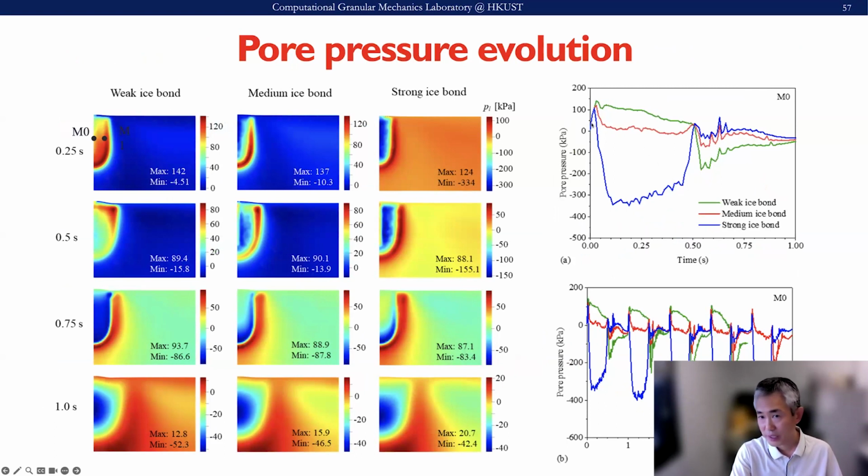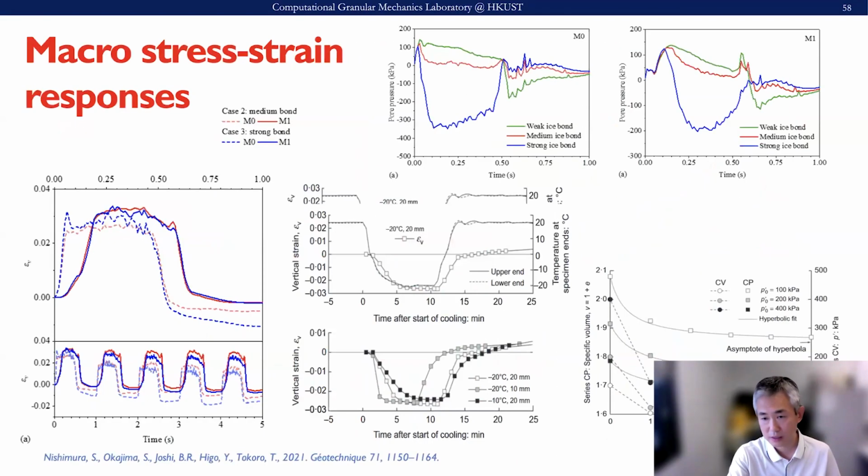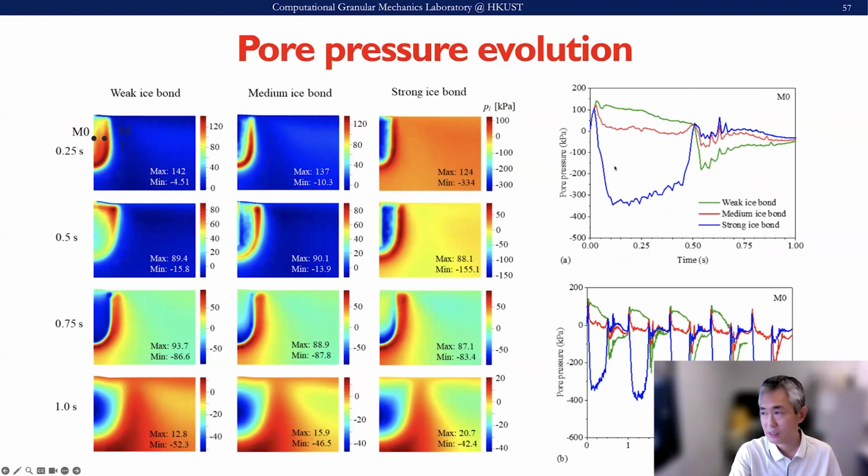In the strong case, we observe quite significant excess pore pressure, or negative pore pressure change. Why? Because you generate a strong bond, and when the cyclic load generates pore water and pore volume changes, the water cannot fill in, and we don't consider the air phase, so you can generate negative excess pore pressure in that case.